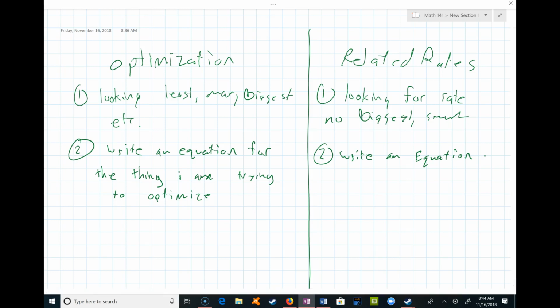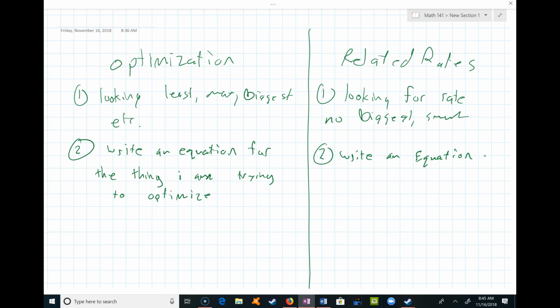Now, what kind of equation though? Obviously we try to write an equation, but what kind of equation? Well, every time we write the same type of equation. What does the equation have to do for us? Let me put it that way. The equation has to relate one rate to another. So I need to write an equation.